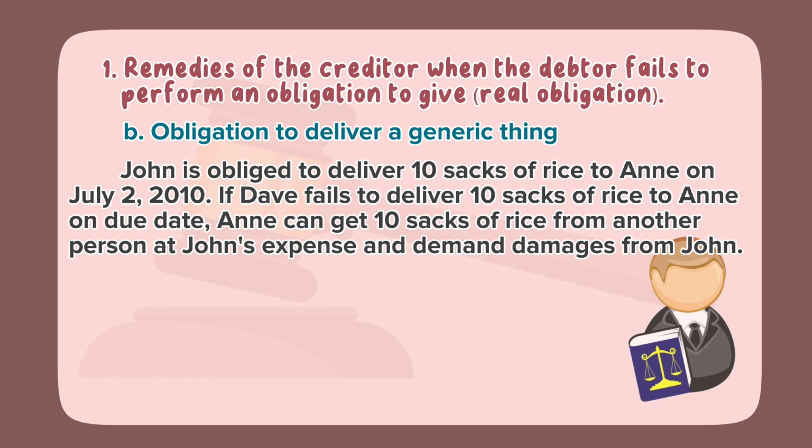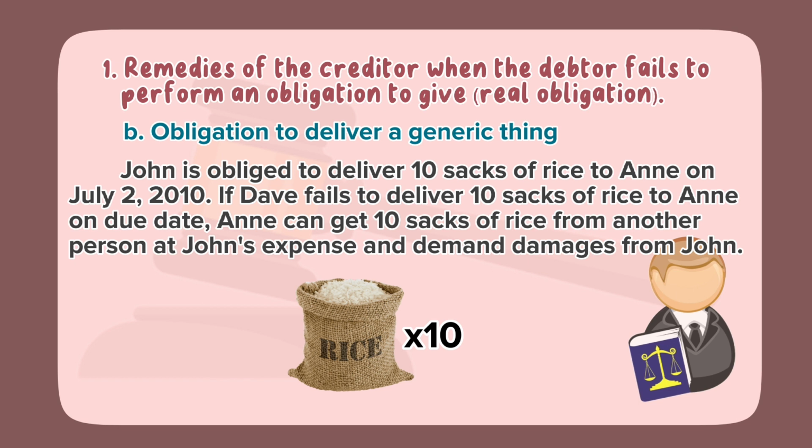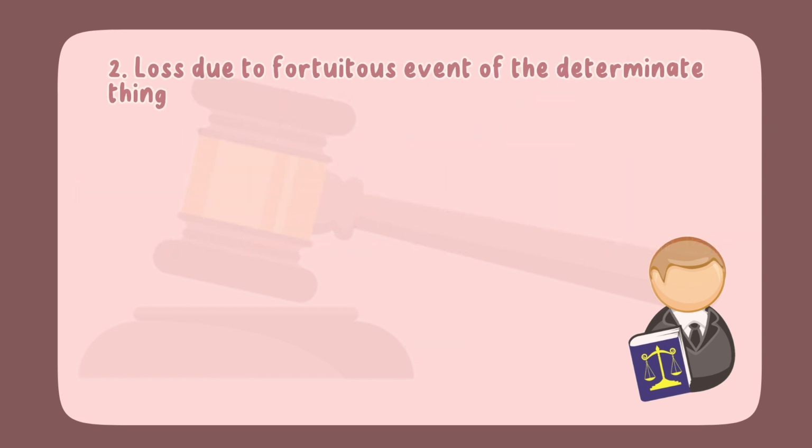Here is the example for obligation to deliver a generic thing. John is obliged to deliver 10 sacks of rice to Anne on July 2, 2010. If John fails to deliver 10 sacks of rice to Anne on due date, Anne can get 10 sacks of rice from another person at John's expense and demand damages from John. Anne can get 10 sacks of rice from another person because they can be substituted with another of the same kind.